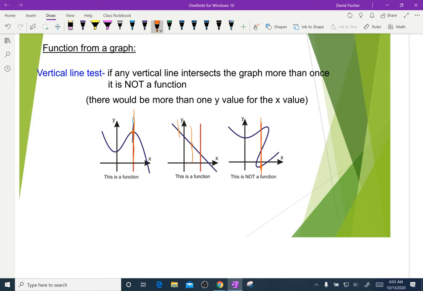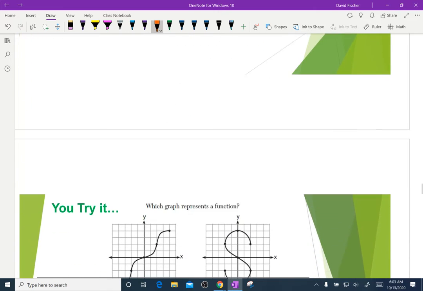But if there's some place on the graph where I can draw a line that would hit more than once, like this example, then it's not a function, because this x value, let's say it's a 3, has a y value of -1, maybe a +3, and maybe a 7 or something. So that x value right there has 3 outputs, or y values. So that would make it not a function.